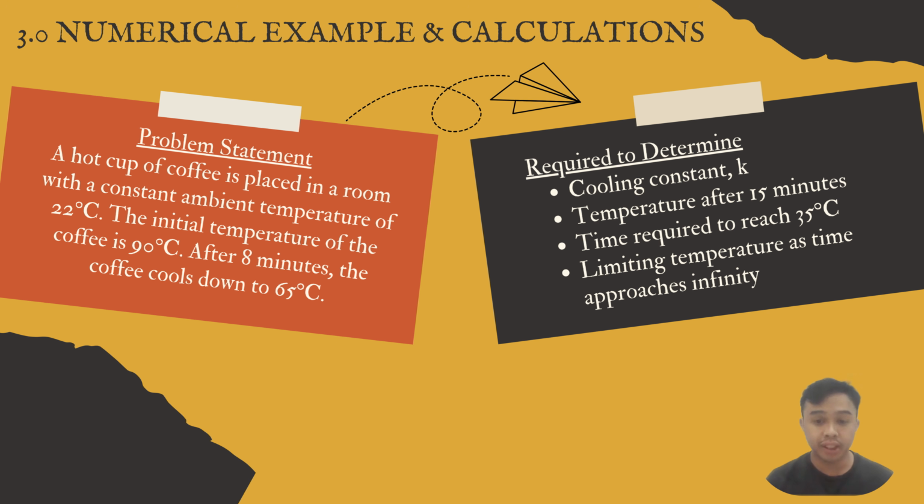Based on this information, we need to determine four main things. First, the cooling constant k. Second, the temperature of the coffee after 15 minutes. Third, the time required for the coffee to reach 35 degrees Celsius. Lastly, the limit temperature as time approaches infinity. This problem is solved using Newton's law of cooling because the coffee temperature decreases over time and approaches the surrounding temperature.